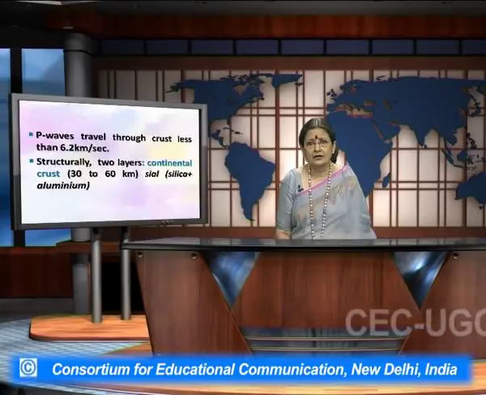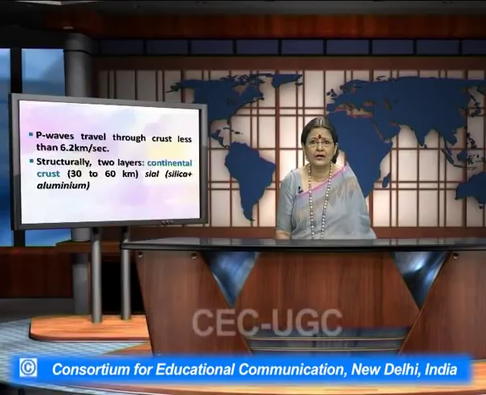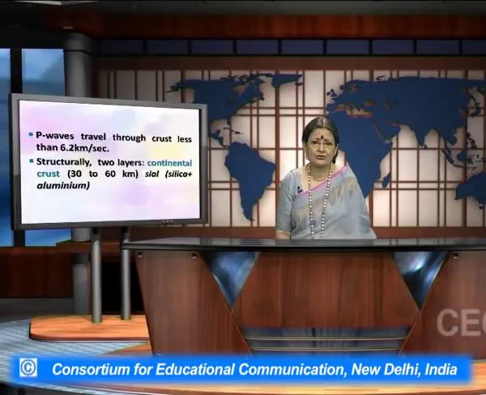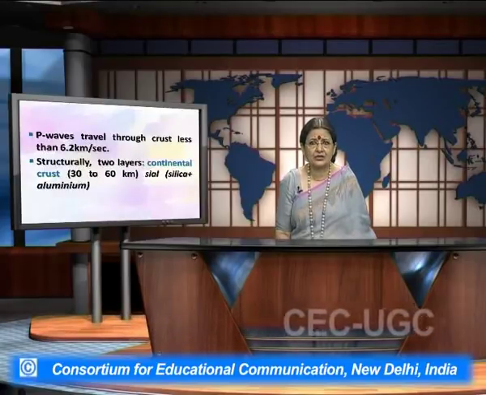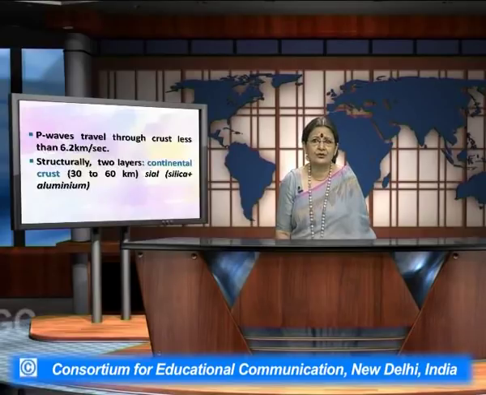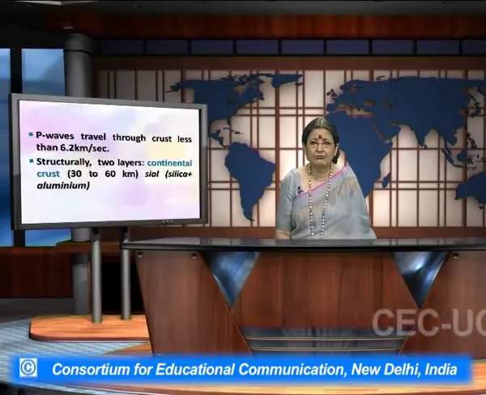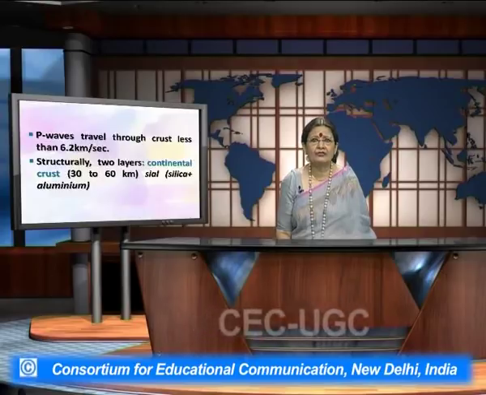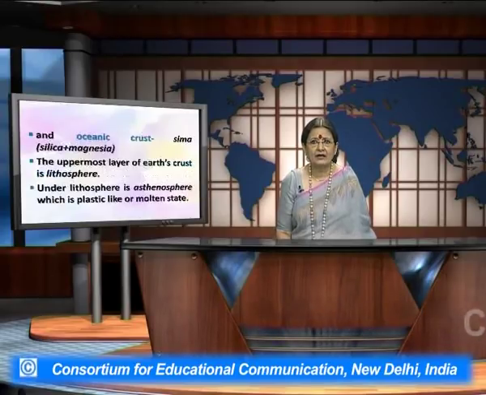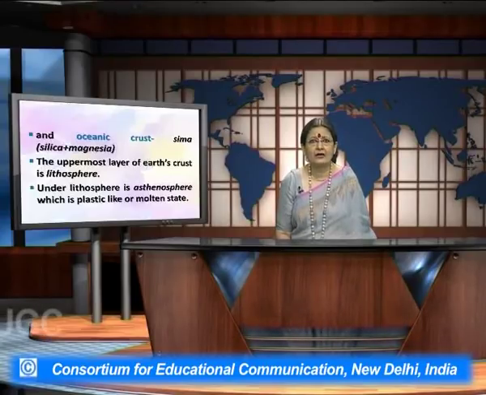And somewhere here I would mention that structurally, in the crust there are two layers: the continental crust, which is about 30 to 60 kilometers in extent. In chemical terms, the continental crust is called Sial, which combines silica and aluminium, and is lighter than the layer below it. Then the other one is the oceanic crust, known as Sima, again a combination of silica and magnesia.